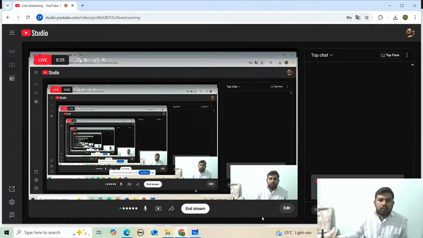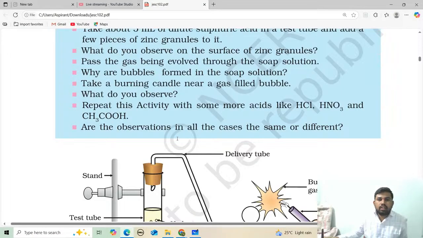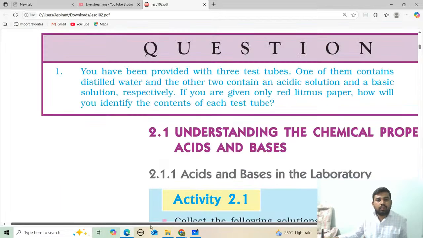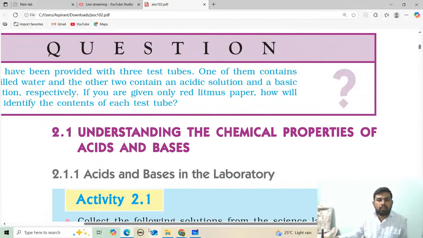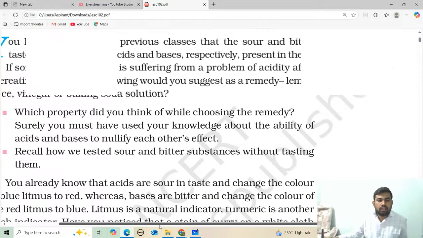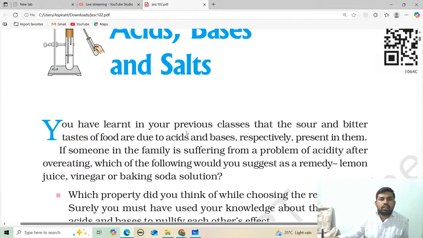Okay. So now in this chapter, you can see the chapter here. In the beginning, they have given some readers, some questions here. Let me read on.